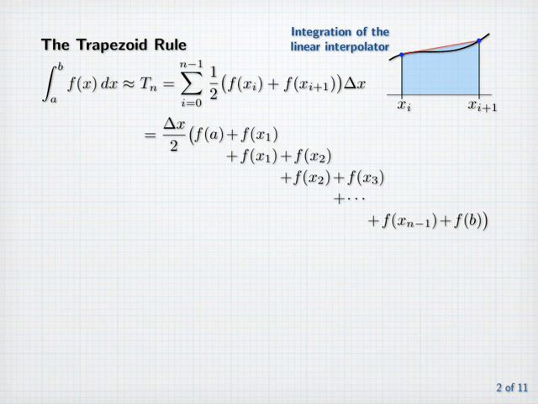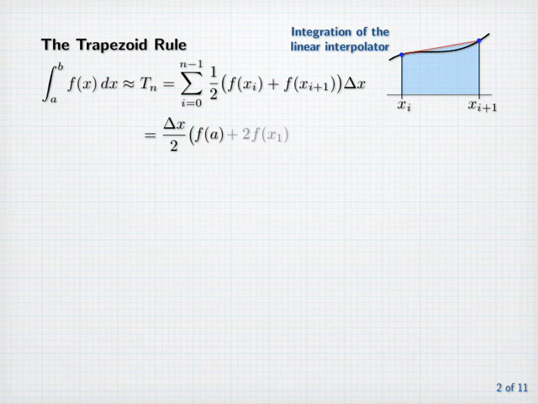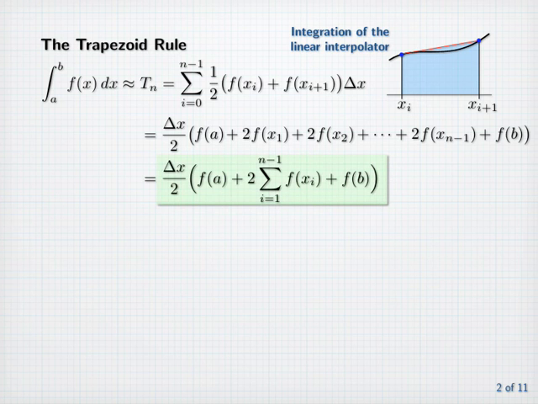So we can rewrite this as delta x over 2 times f of a plus 2 times f of x1 plus 2 times f of x2 and so on up to 2 times f of xn minus 1 plus 1 times f of b. Using summation notation, we can write this as delta x over 2 times f of a plus 2 times the sum from i equals 1 to n minus 1 of f of xi plus f of b. Now let's look at an example.